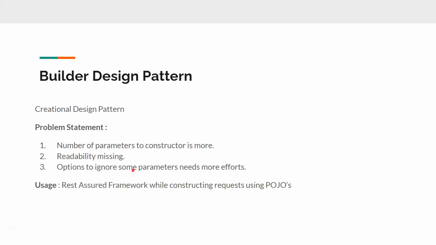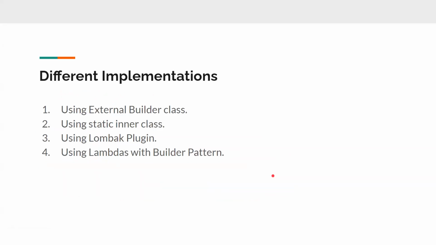What we are trying to achieve is an option where we can ignore some parameters at runtime. To do all these things, the design pattern that we can use is the builder design pattern, right? The usage where we are going to use it is a Rest Assured framework while constructing requests, basically using POJOs, right? Good. There are different implementations available to implement this builder pattern, but one among them is using an external builder class.